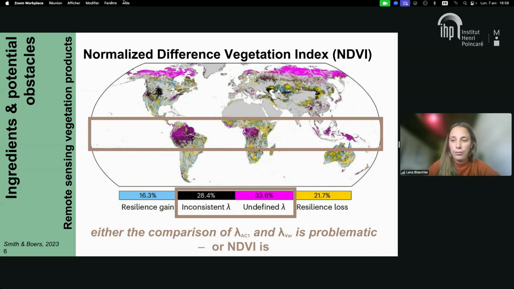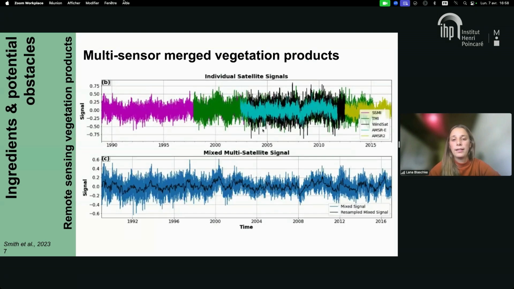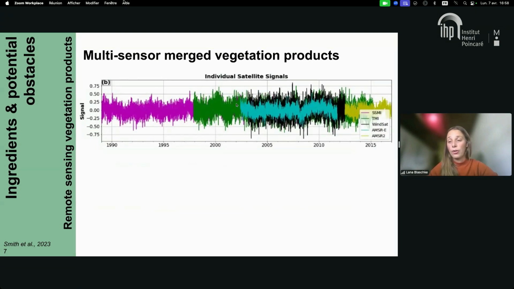So yeah, we should be careful about the data that we're choosing. There's also another reason why we should be careful, because Taylor, together with a lot of other colleagues, showed that for merged vegetation products, we need to be careful. Merged simply means that we have a lot of sensors collecting data, but we would like to have a time series as long as possible. So the obvious idea is to just merge it into one that covers the whole time span.